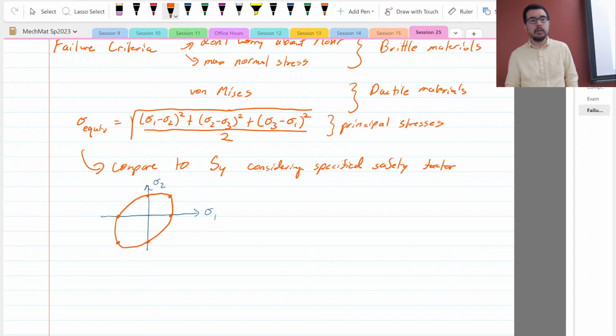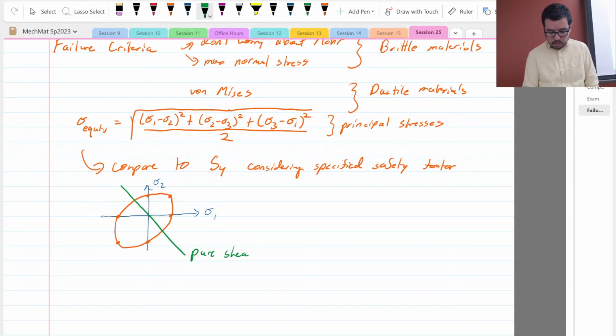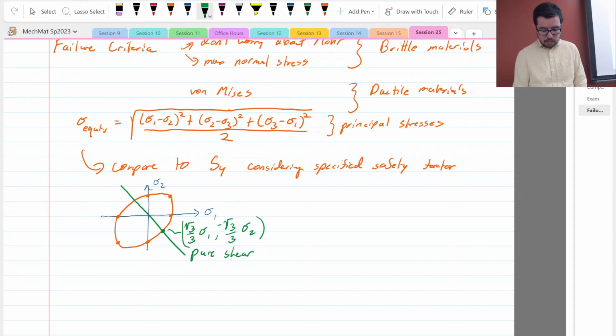That's supposed to be an ellipse. Okay. There are cases where we're interested in the pure shear. So pure shear is often cited here. And the maximum you can have in pure shear for von Mises is going to be square root of 3 over 3. Sigma 1, comma, square root of 3 over 3 minus sigma 2. And there's also one out here as well. So that's a pure shear case.